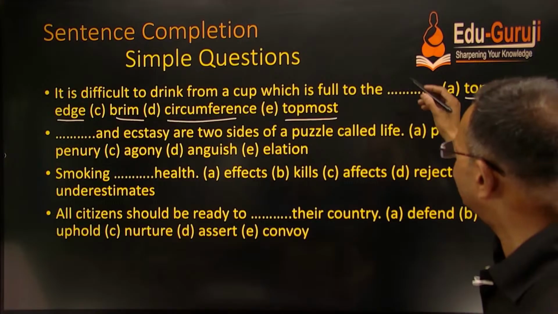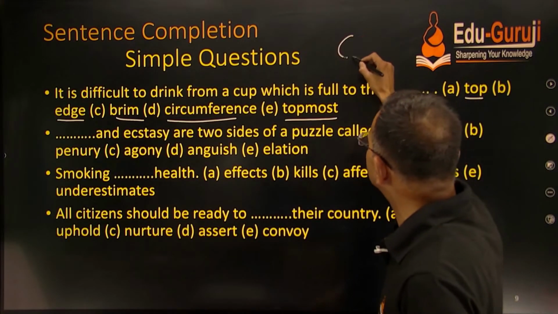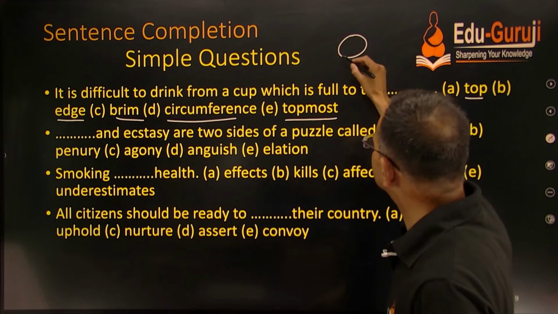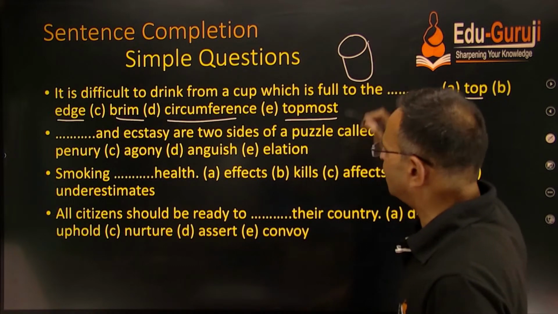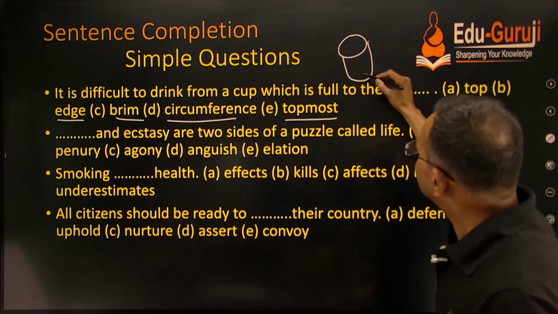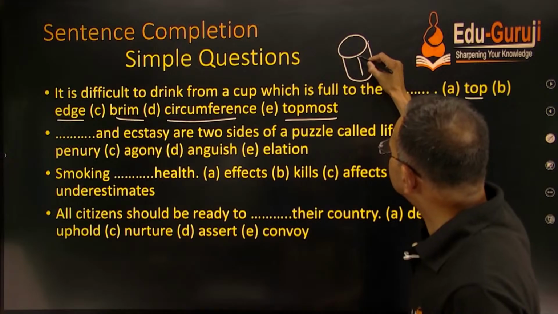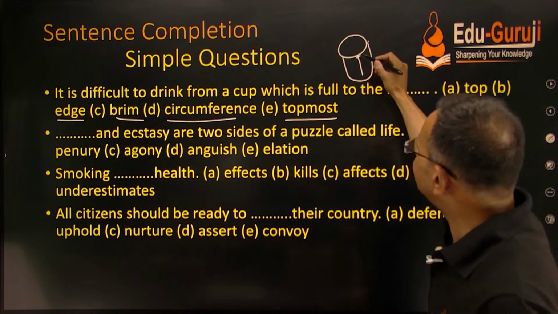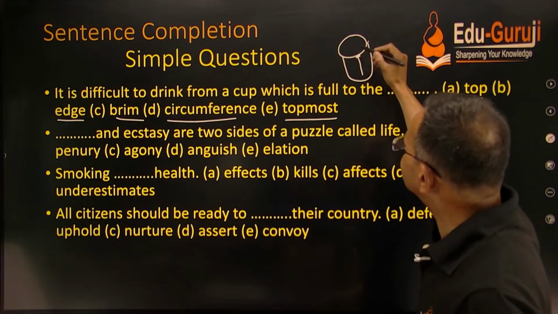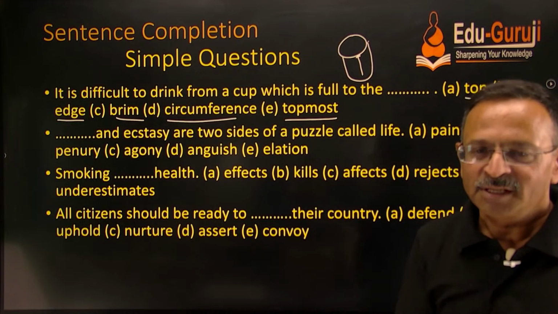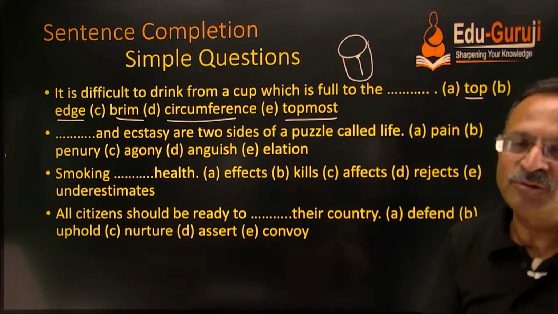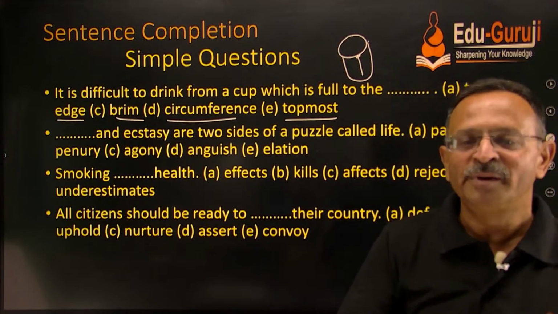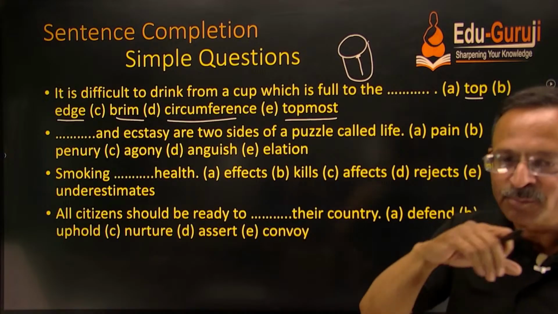If I make a diagram, it will make it easier for you. So let's see, this is our cup. If something comes to this level, to the edge of the top, so this is the top of it, and this particular top is called the brim. Brim. So there is a collocational word also, full to the brim, or brimful.